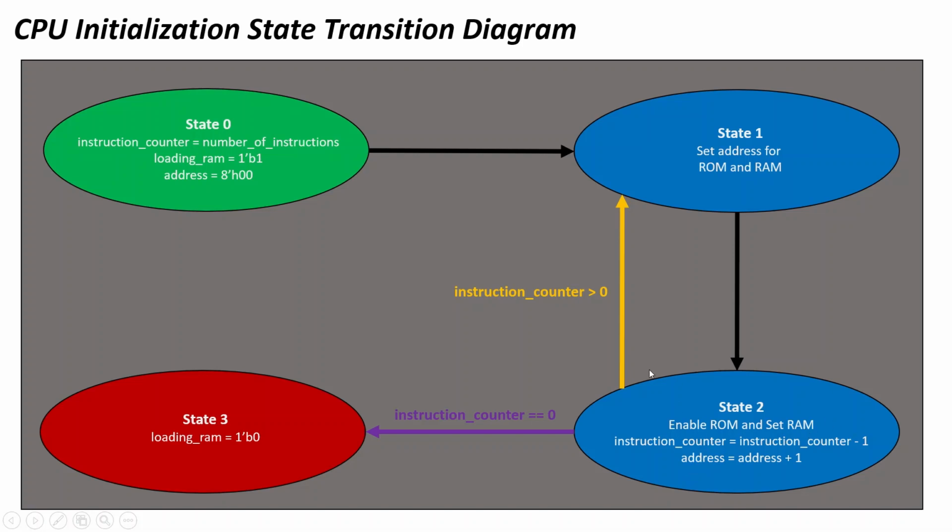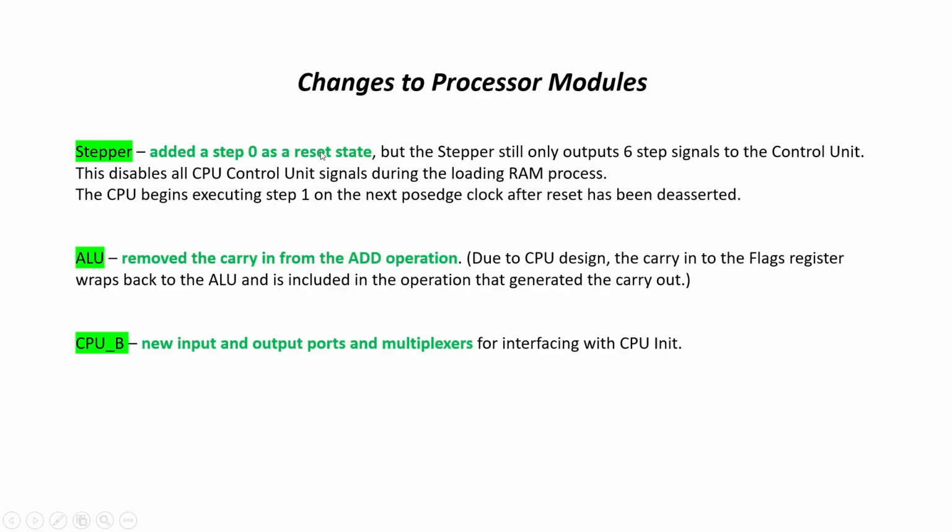Now if the instruction counter is greater than 0, we go back to state 1, set the new address, transfer, set address, transfer. We keep going here until we're out of instructions. Then we go to state 3 where we just turn loading RAM off, and then we will allow the CPU to process instructions. So here's a summary of some changes that were made to modules already created.